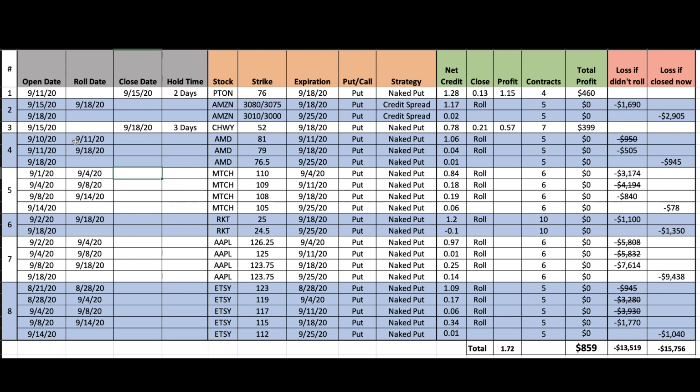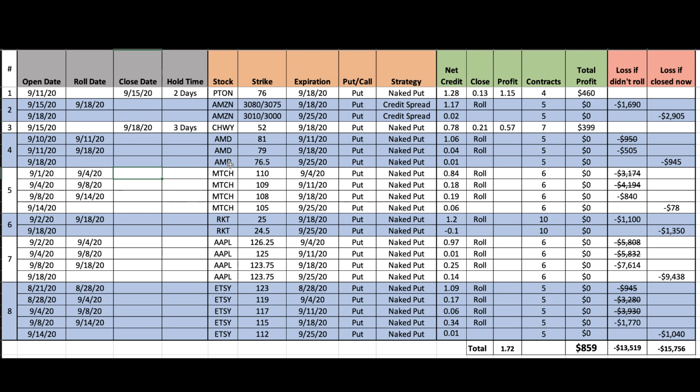Chewy was another trade I put on 9/15. I sold the 52 strike and got a 78 cent credit. I held it until Friday, and Friday it was trading all over the place. I was wondering if I was even going to be able to close it out for a profit, but luckily I was able to close it out for 21 cents. And actually, if I would have just waited until the end of the day, I would have been able to close it out for a penny. But I ended up still getting a 57 cent profit. I had seven contracts, and that was a $399 total profit.